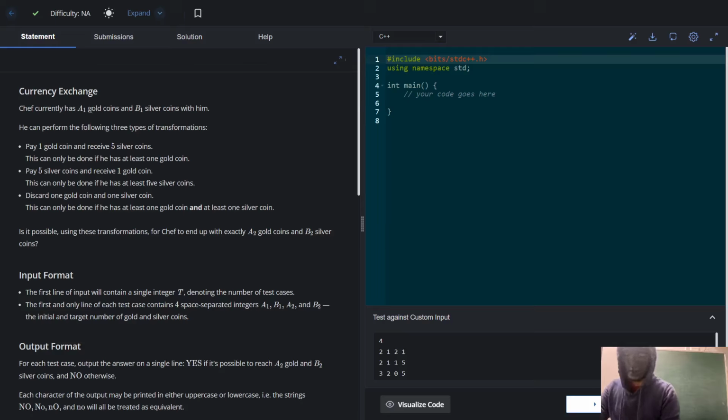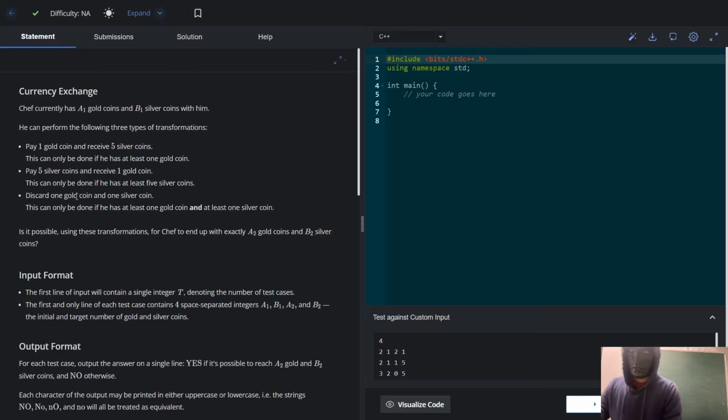Chef currently has A1 gold coins and B1 silver coins with him. He can perform the following three types of transformations: pay one gold coin and receive five silver coins. This can only be done if he has at least one gold coin. That is obvious, right? If he has at least one gold coin, he can give one gold coin and take five silver coins. And pay five silver coins and receive one gold coin. This can only be done if he has at least five silver coins. That is obvious. If he has at least five silver coins, he may give them to the banker, and they'll give one gold coin.